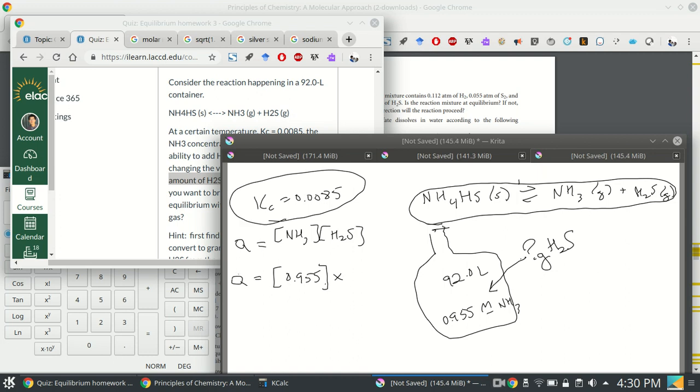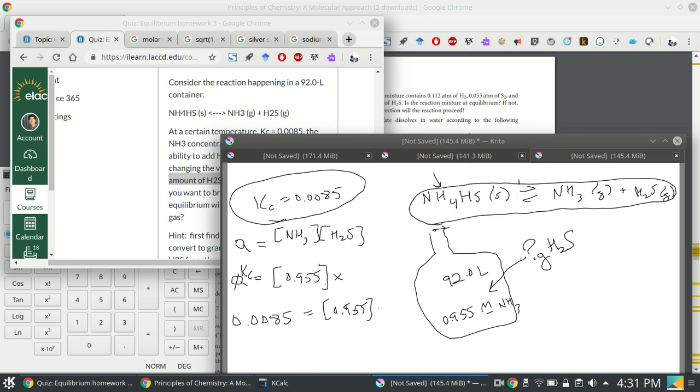So I want Q to be equal to Kc, because that is when this system, this chemical equation, will be at equilibrium, when Q equals Kc. That is the key concept with reaction quotient, okay? Do you see how this problems-based approach is working here? All right, so here we go. How do I solve for x? Well, I'm gonna plug in the Kc here, right? And I'm gonna put 0.955 here, right?